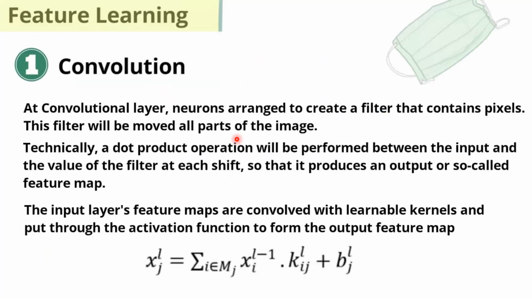The first CNN major part is feature learning, and the first important point in feature learning is convolution. At the convolutional layer, neurons arrange to create a filter that contains pixels. This filter will be moved across all parts of the image. Technically, a dot product operation will be performed between the input and the value of the filter at each shift, so that it produces an output, a so-called feature map. The input layer's feature maps are convolved with learnable kernels and put through the activation function to form the output feature map. Mathematically, it can be written as this following equation.